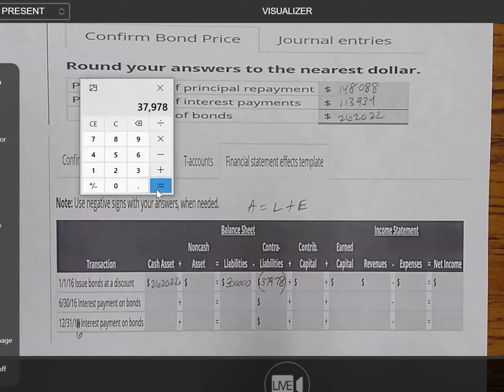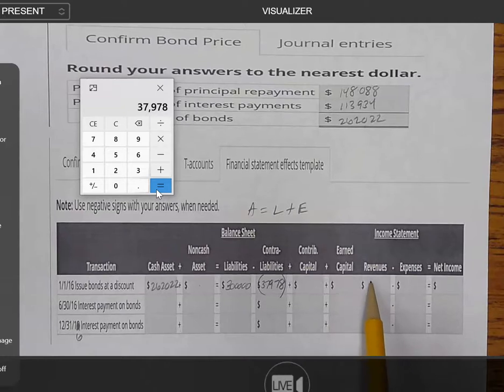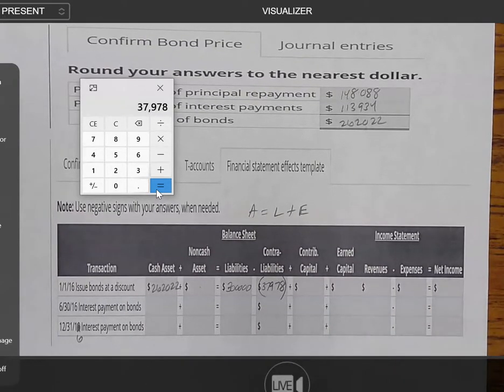All right. And let's see here now. We have no impact to contributed capital as a result of this transaction. No impact on earned capital. No impact on revenues, expenses, or net income. Okay, so that's all we have to do for the issuance. Okay, I'm going to clear this out.